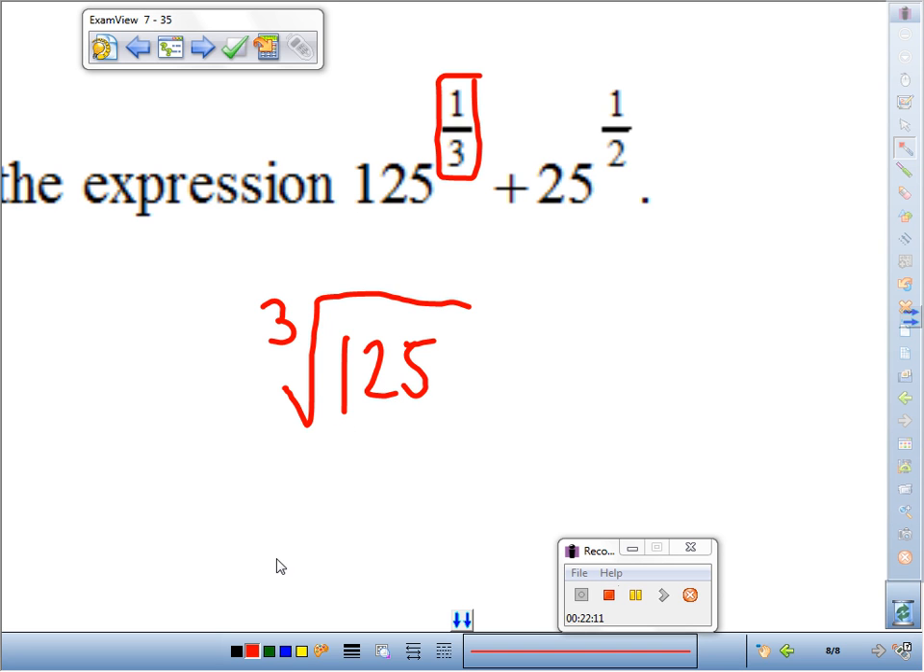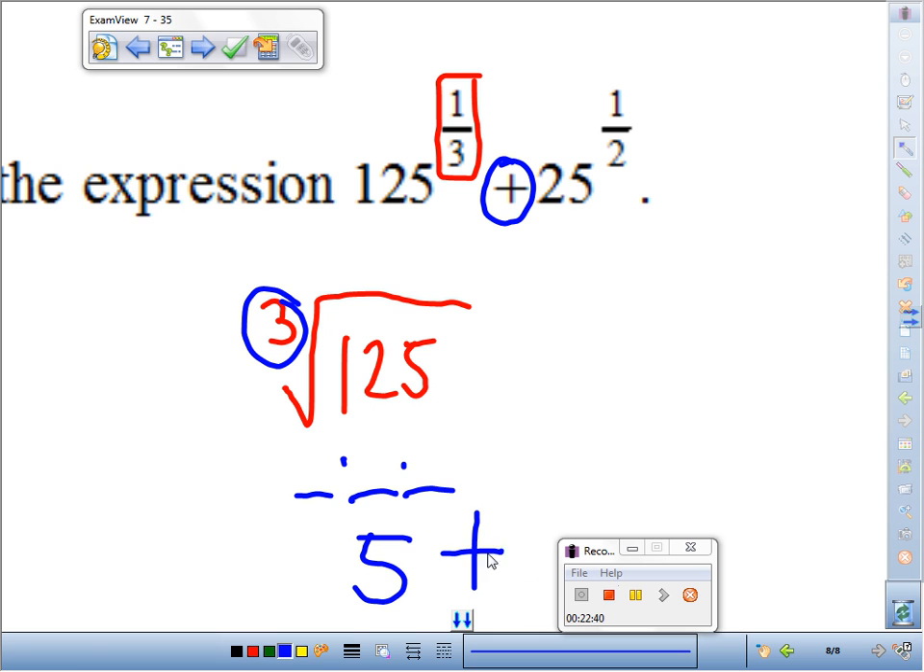So what does this mean? It's saying what number times itself 3 times gives me 125. Everyone? 5. And how do we know that? Because you can start testing it. 1 times 1 times 1, 2 times 2 times 2, till you get to 5 times 5 is 25, times 5 is 125. You bring down the plus sign. There it is.